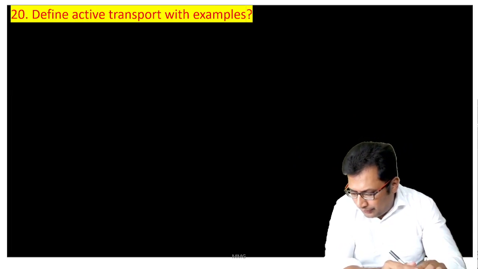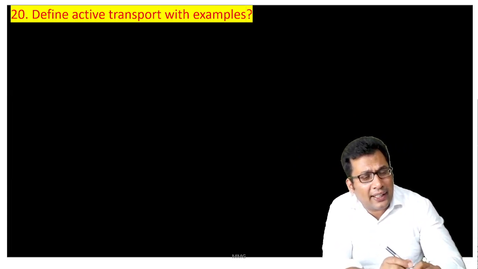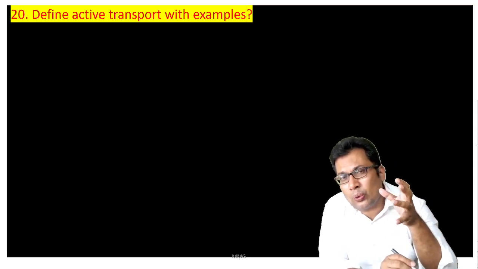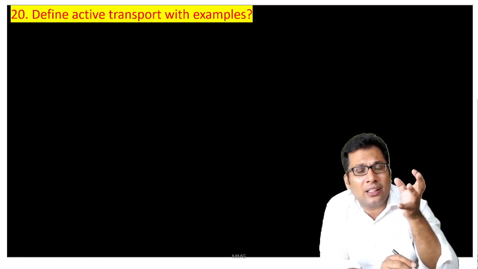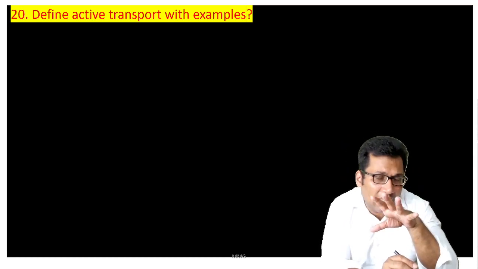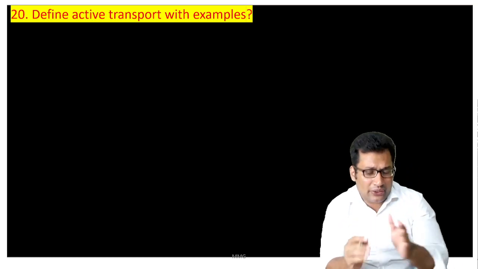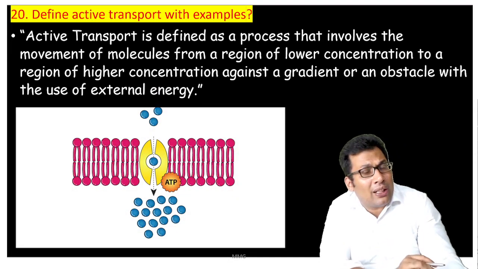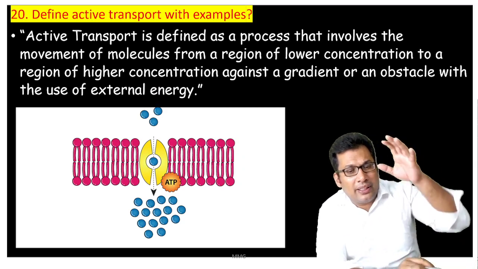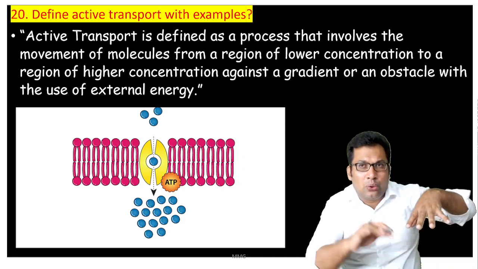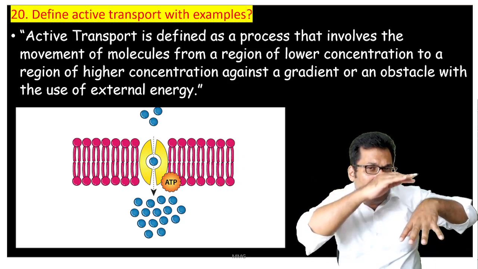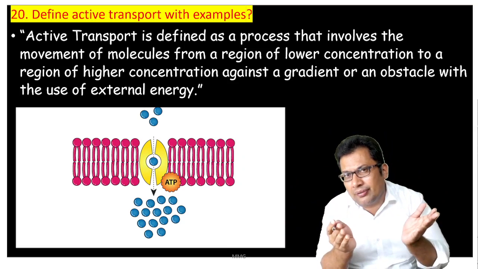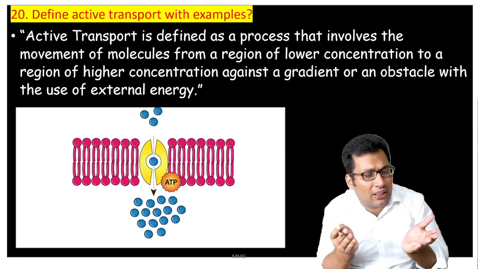Then the last question. Define active transport with example. What do you mean by active transport? Active means there is ATP involvement, right? So active transport is a type of transport where molecules move from a region of low concentration to a region of high concentration, against the concentration gradient, with the use of external energy. What is external energy? That is nothing but ATP.